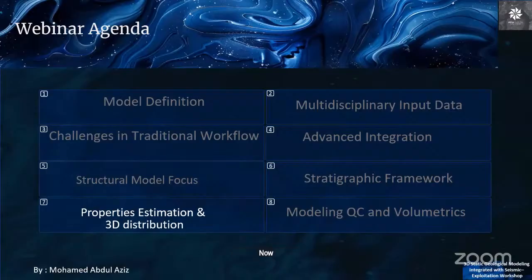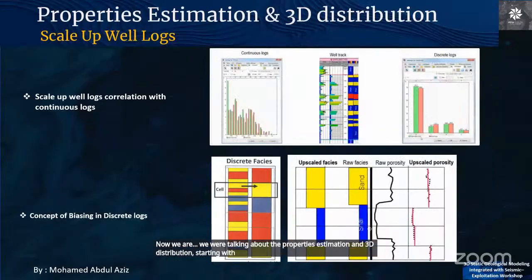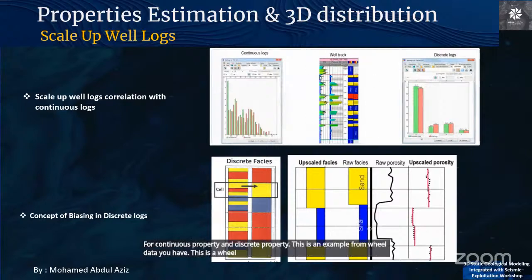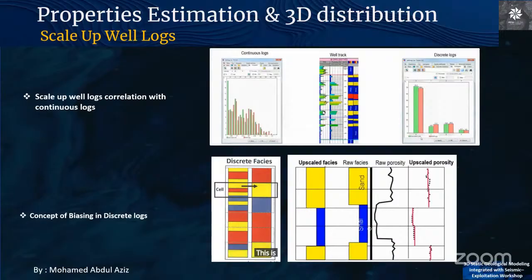Now we will talk about the properties estimation and 3D distribution, starting with the scale-up of logs. In such examples, I need to show you the different scale-up for continuous property and discrete property. This is an example from well data you have. This is a well track, okay? This is the porosity data coming from the petrophysical analysis from the petrophysicist. And this is a scaled-up well log. This is a facies interpretation, and this is a scaled-up well log for the facies.